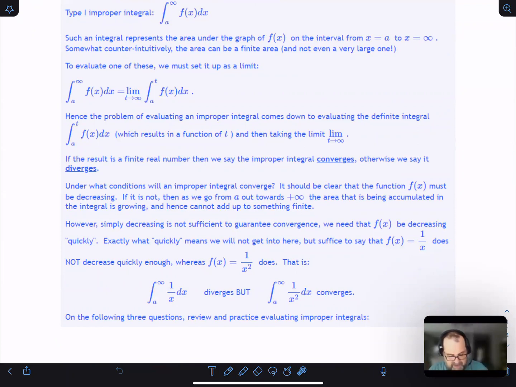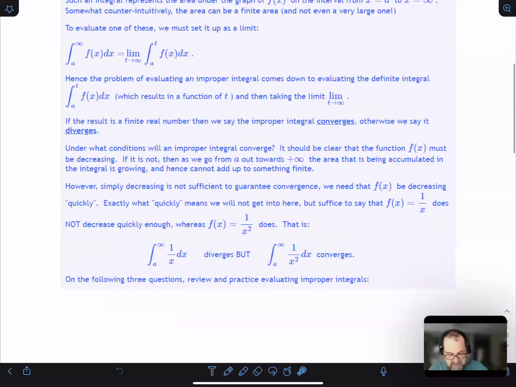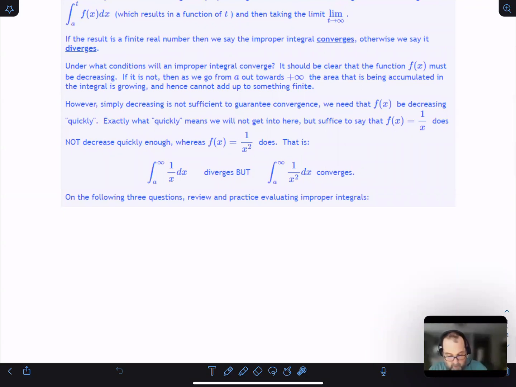Now, the results of an improper integral can be one of two things. We either consider them as convergent or divergent. If the limit you end up with is a finite number, then the improper integral converges. Otherwise, we say that it diverges. So that is basically the idea. It is worthwhile keeping in mind under what conditions one of these things will converge.